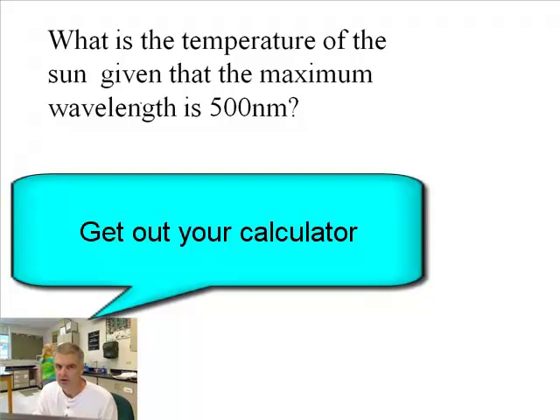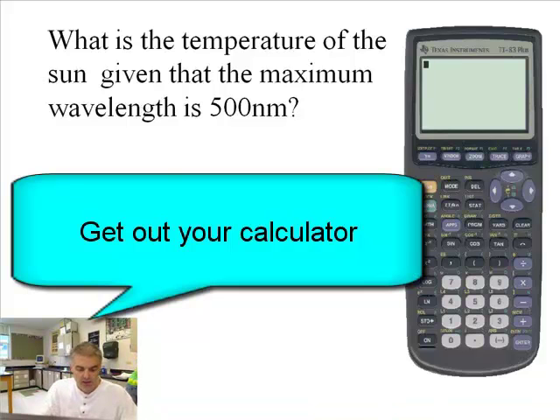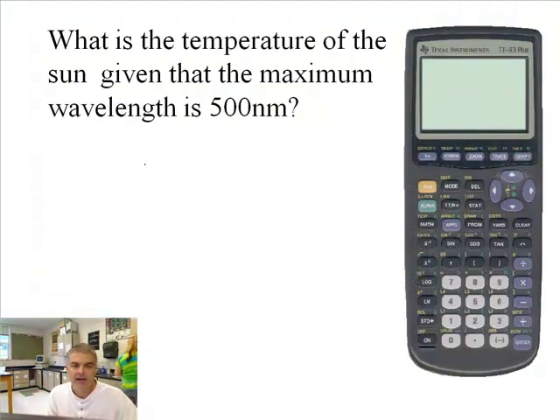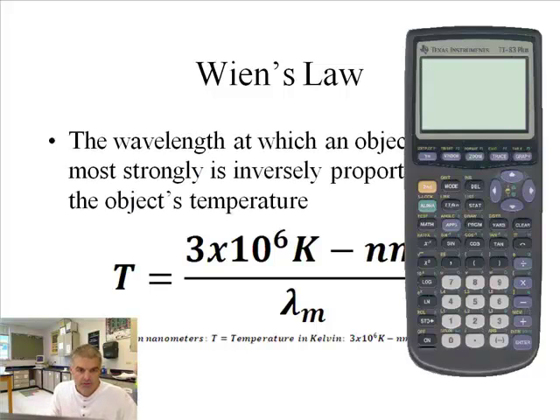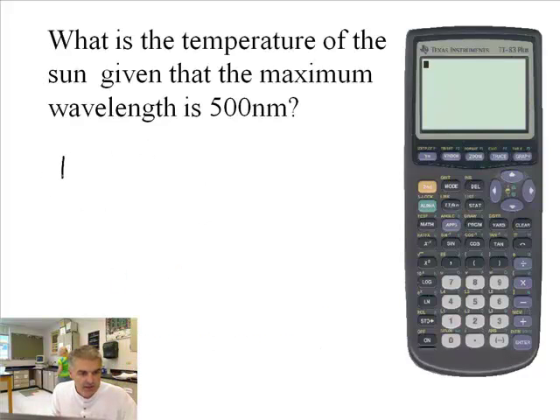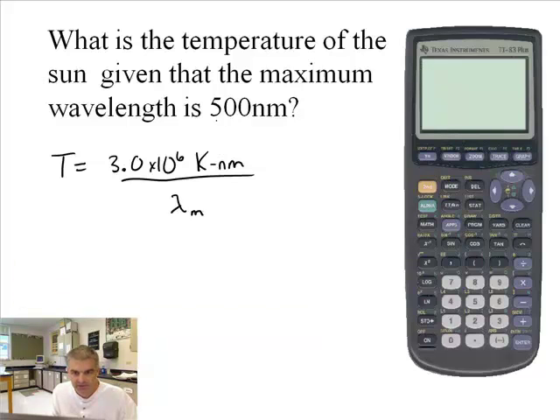Hey, what do you need to get out? That's right, your calculator. So I need to get my calculator out. So here's the question we want to ask. What is the temperature of the sun given that the maximum wavelength is 500 nanometers? Well, what's our equation again? T equals 3.0 times 10 to the 6th Kelvin nanometers divided by lambda max.